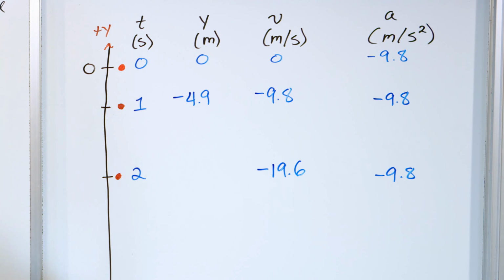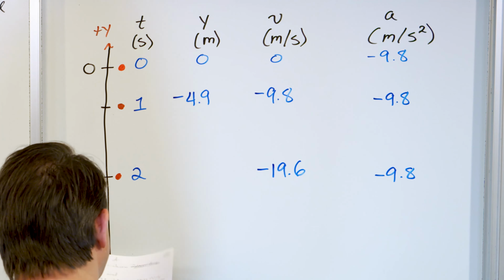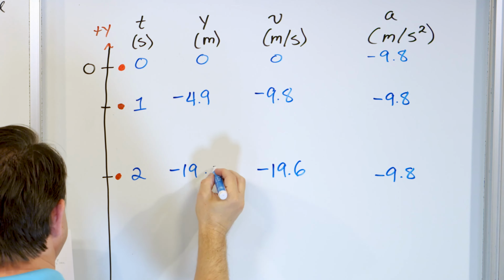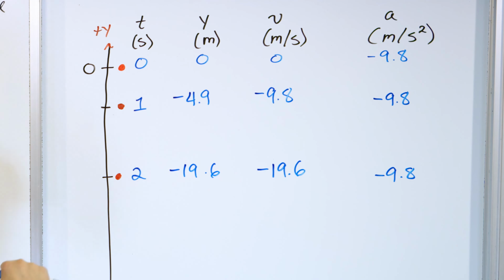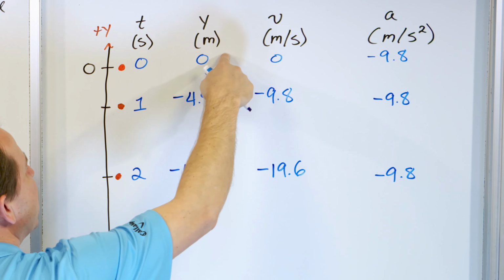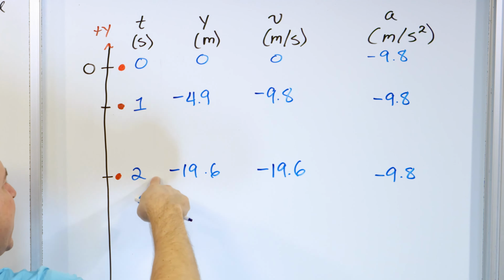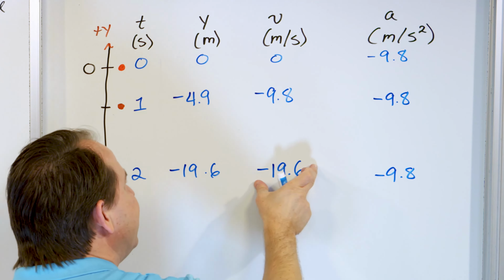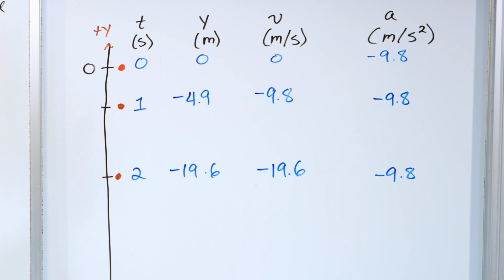What is my position? We use the equations of motion. We'll get to that later, but what you end up with is negative 19.6 meters below the surface. Notice after the first second, you only went about 5 meters, but 1 more second later, you dropped a whole lot more. Why? Because you're going a lot faster as you accelerate downward.